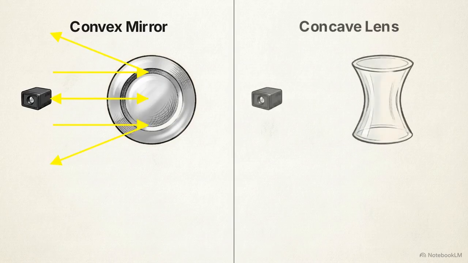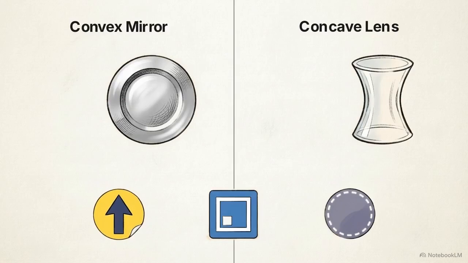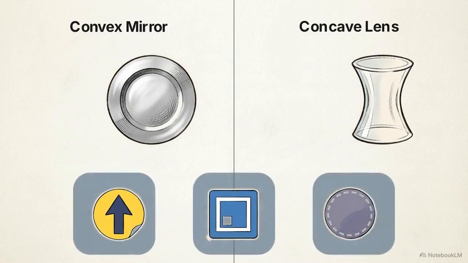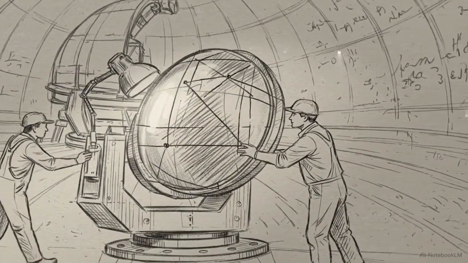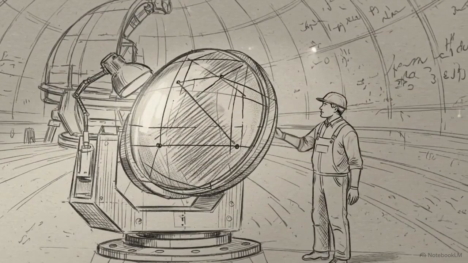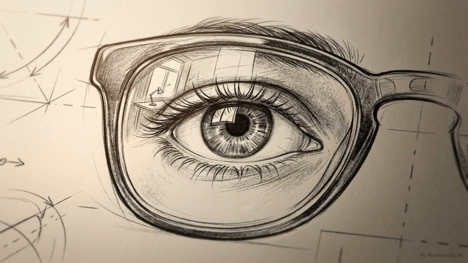Its twin is the concave lens, a piece of glass thinner in the middle than at the edges. When light passes through it, the glass bends the rays outward, causing them to spread apart. Because they both diverge light, they create the exact same results. Whether you use a mirror or a lens, the image will always be upright, smaller than life, and virtual. Understanding this geometry allows us to manipulate our surroundings and expand our vision. Whether light is bouncing off a curve or bending through it, the rules that govern our sight remain constant.